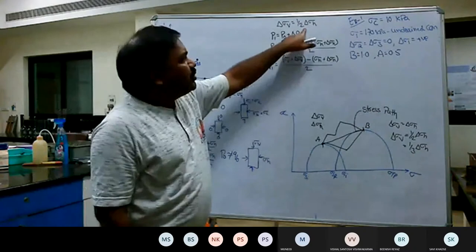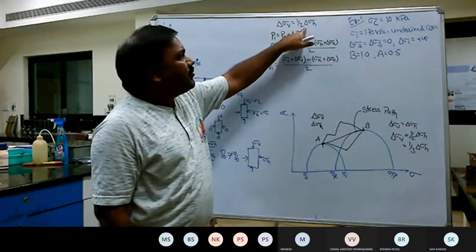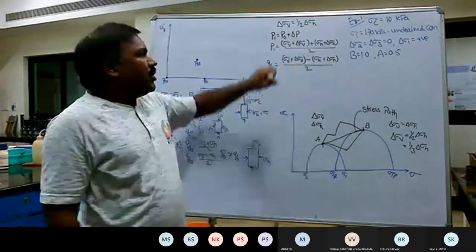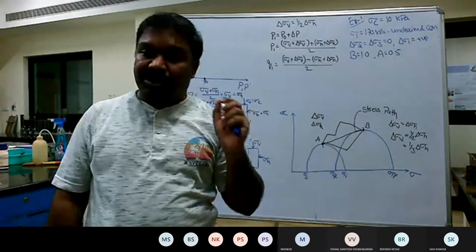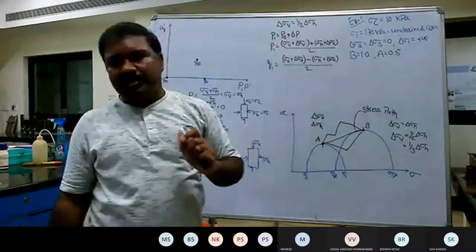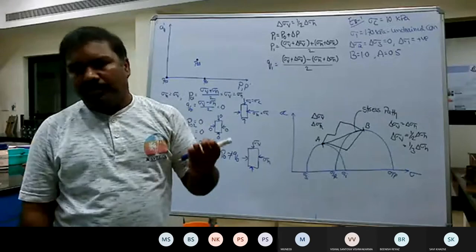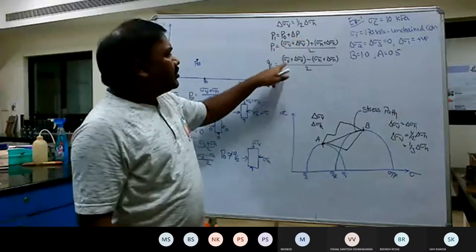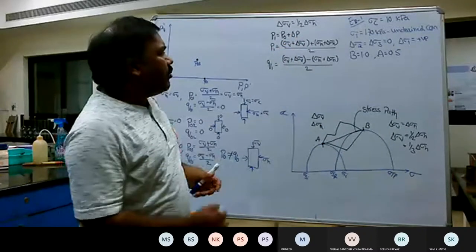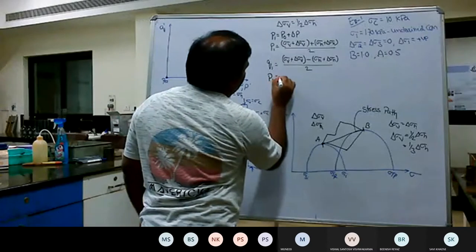Now assume the condition that delta sigma v is half that of delta sigma h. Now, what do you mean by delta sigma v? That is the change, the increase in the axial load. Similarly, delta sigma h is the change in the lateral stress. It may be an increment or it may be a decrement. Now, I have given the condition. So, are we able to compute P1 and Q1? What is P1 and what is Q1?